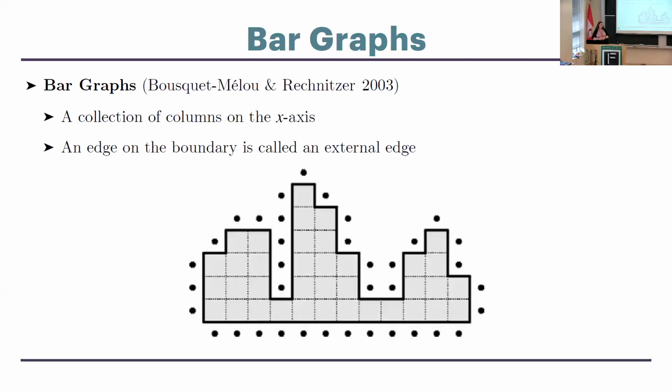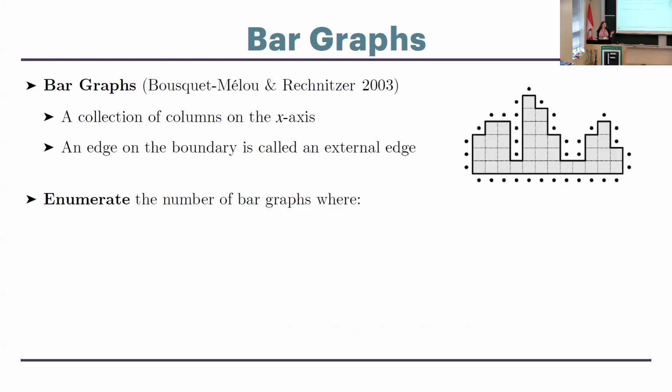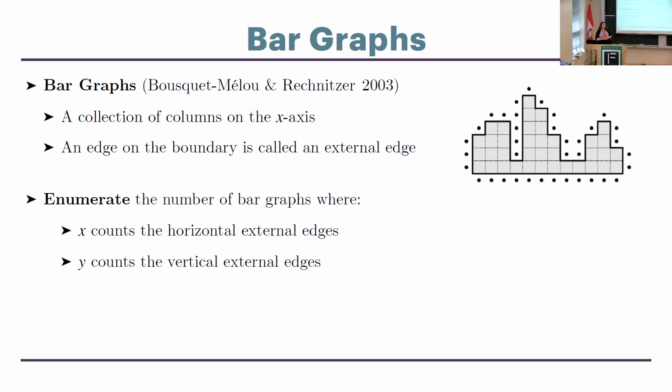So the first example I have here is bar graphs. This is work from Bousquet-Mélou and Rechnitzer in 2003. We have a collection of columns that lie on the x-axis, and an edge on the boundary is called an external edge. So the bar graph looks kind of how you would expect a bar graph to look, but those bold lines here are what we call our external edges. And we want to enumerate the number of bar graphs where X is going to be counting our horizontal external edges and Y is going to be counting our vertical external edges.